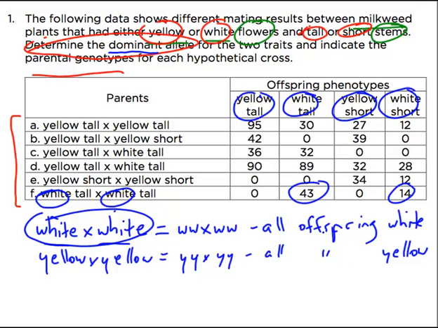And let's use the first one. We're crossing yellow times yellow. Remember, we said if the yellow was in fact recessive, you'd have to get all yellows in the offspring. But this is really the telling point here. In this offspring, you get a lot of yellows, but you also get some whites. So I hope you can see why that really does prove that in this case, yellow is dominant and white is recessive.